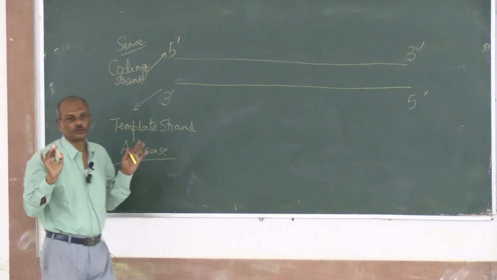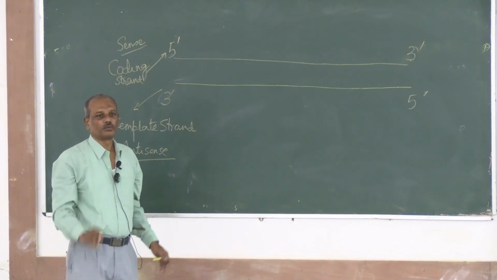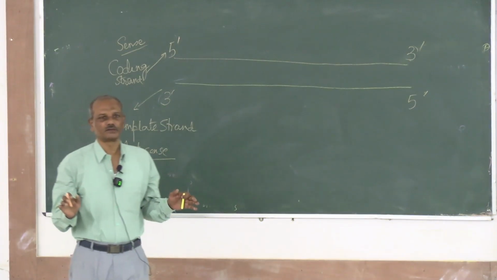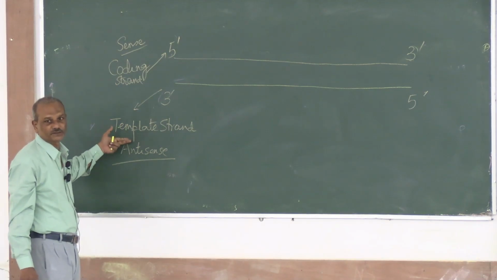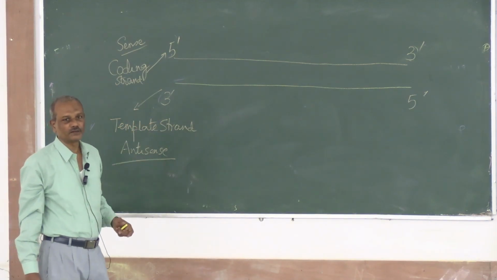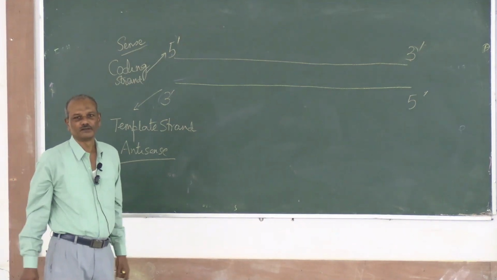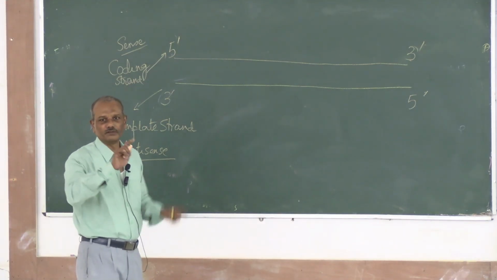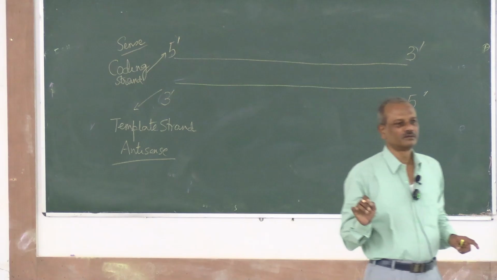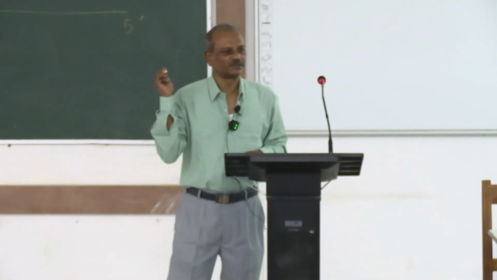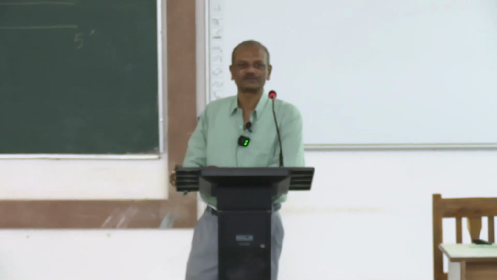Now you have read about genetic code yesterday. How are the genetic codes synthesized as per sequence of the coding strand, as per sequence of the template strand, or as per sequence of the mRNA, or as per sequence of the cDNA? Codon table, you have seen that 64 codon table. Genetic code is made from which sequence? Coding strand, template strand, mRNA strand, or something else? Template strand.